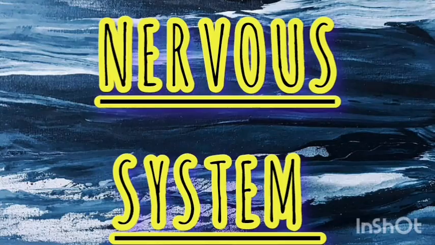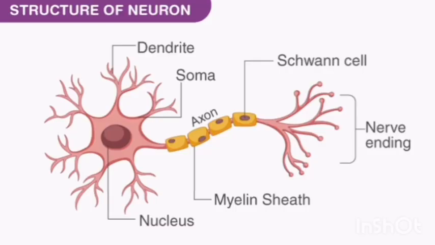The structural and functional unit of the nervous system is the neuron, or nerve cell. Think of it as a telephone wire. It has three main parts. 1. Dendrite receives the information. 2. Cell body, cyton, where the information is processed. 3. Axon, a long wire that transmits the information away to the next neuron or a muscle.